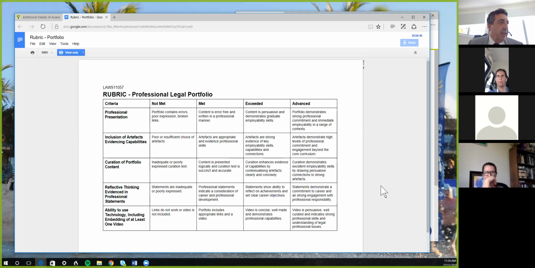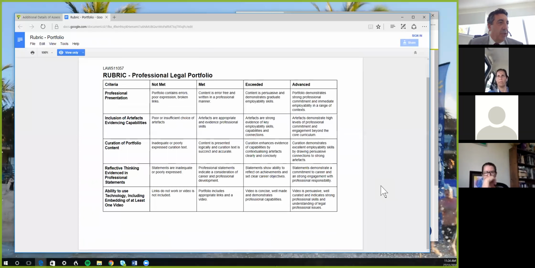And then of course reflective thinking and ability to use the technology. If your video is persuasive, well curated, strong professional skills and understanding of legal professional issues, then you'll go a long way to getting good marks. So provided you follow the rubric there and deal with those issues, you can present something that's relatively short but will do the job very well. Are there any questions about that rubric and what we're looking for in the professional portfolio?